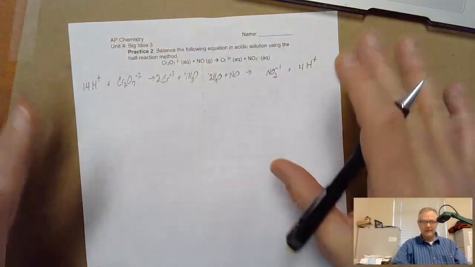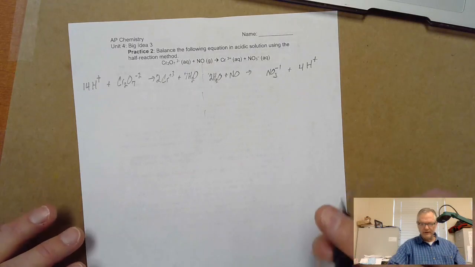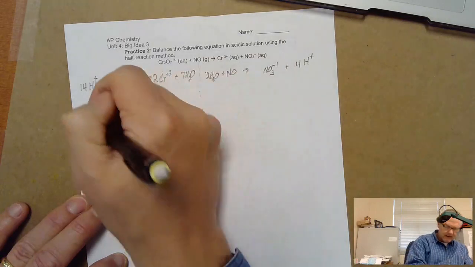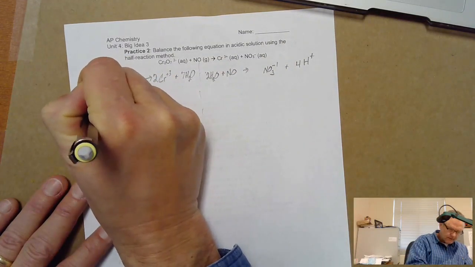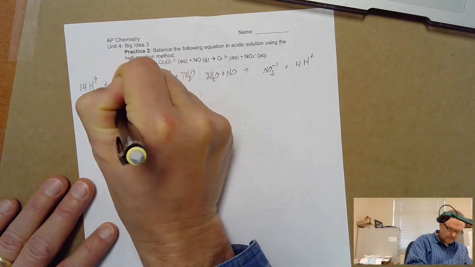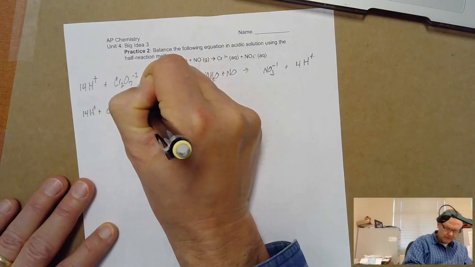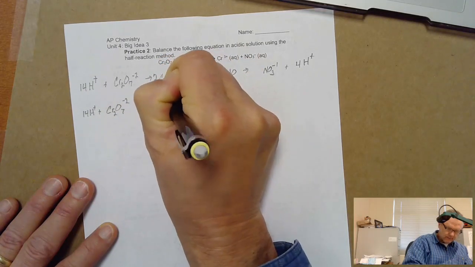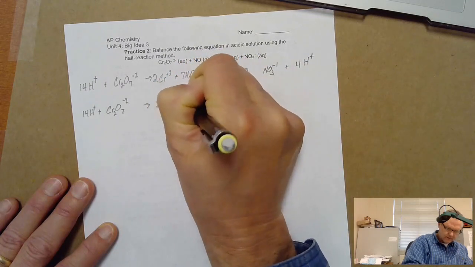Alright, so now guys, when I get to this point I always rewrite it. So far I can keep up with it pretty good, but you see how it's kind of getting crunched together. So I want to go back in and rewrite this. So I'm going to put 14 hydrogens plus Cr2O7 with a -2, and that is going to yield 2 Cr plus 3 plus 7 waters.